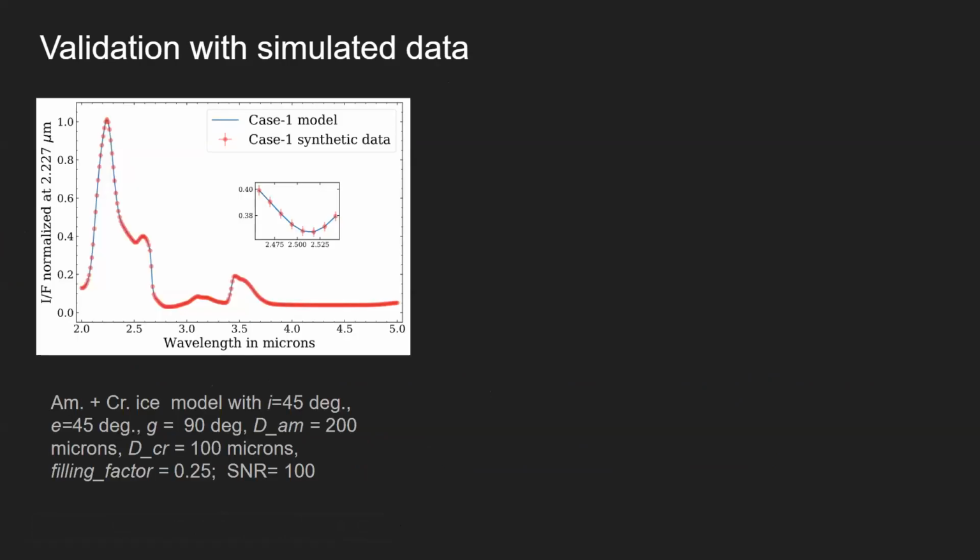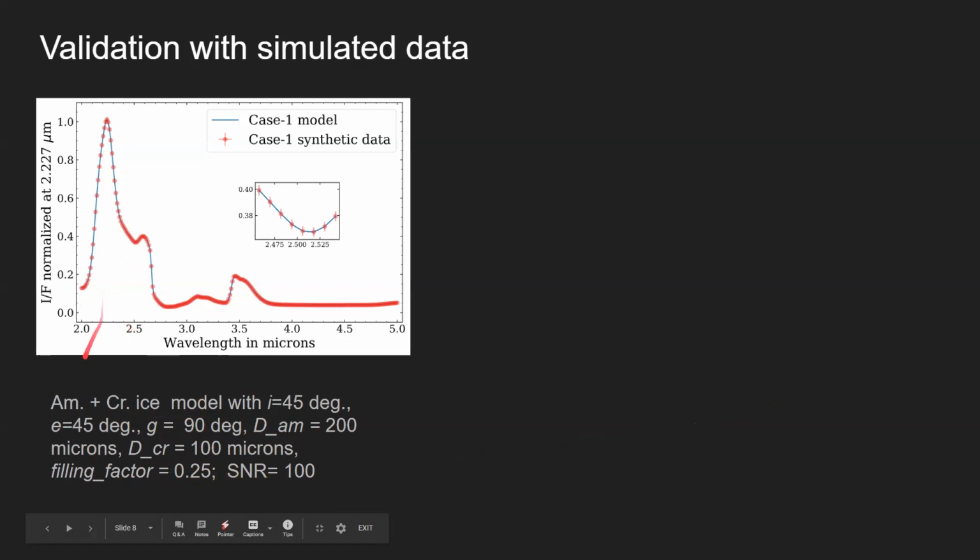Before I go into the Gen-OM data analysis, I want to quickly validate my framework again with some synthetic data. The idea here is that I create this model which has some standard geometry parameters. It is a two-component model with amorphous ice grains of 200 microns and crystalline ice grains of 100 microns, and a filling factor, which is how tightly packed the material is, of around 0.25. This can go from 0.01 to 0.52. And the SNR of the data is pretty high, 100.